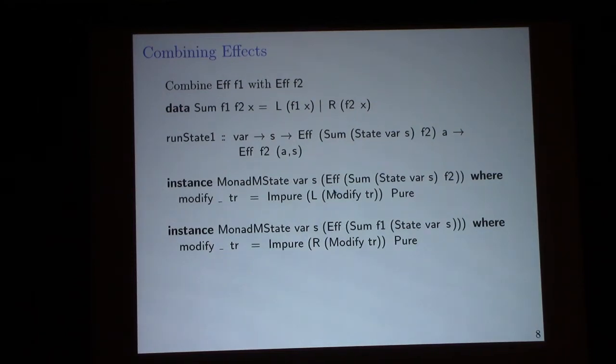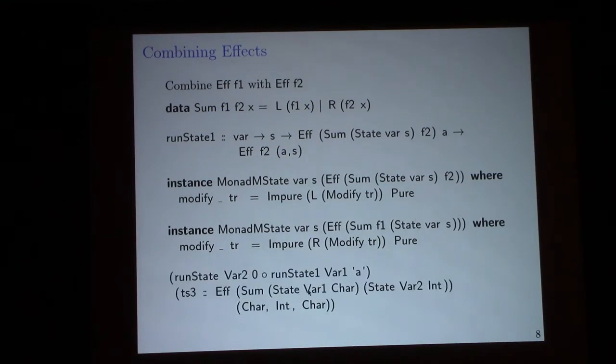The interesting part is that this union satisfies the monad M state constraint: if the left part is a state, then it satisfies the constraint, and the right part satisfies the constraint. And now we can assign TS3 this particular type. So it's a sum that has var1 associated with character and var2 associated with integer, and then we can run this computation by composing both interpreters. So that's the extensible effect.